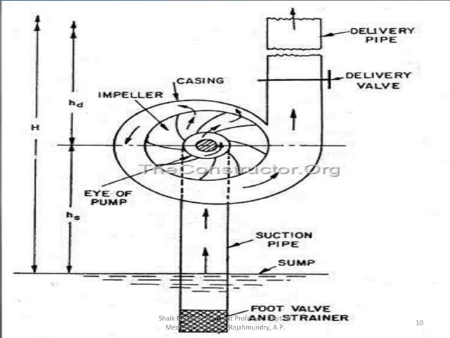So here we'll have different heads. So capital H is the total head, then small h with suffix d we will call the delivery head. Similarly we'll have h suffix s, which is called the suction head.